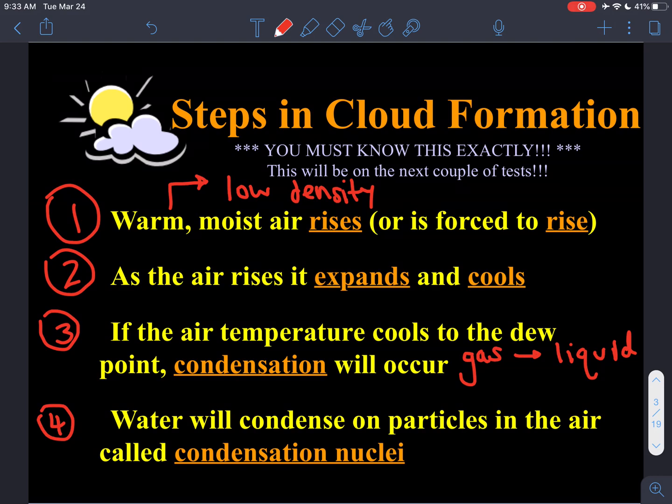Now, when that happens, water will condense onto particles that are floating in the air. So we call that condensation nuclei. I'm going to show you some examples of what that is right now.